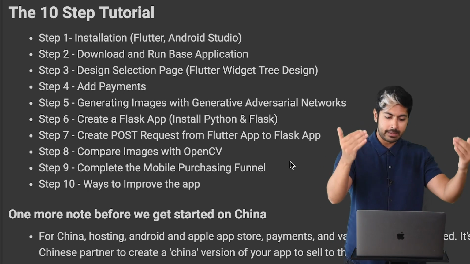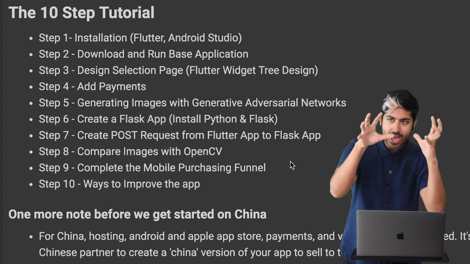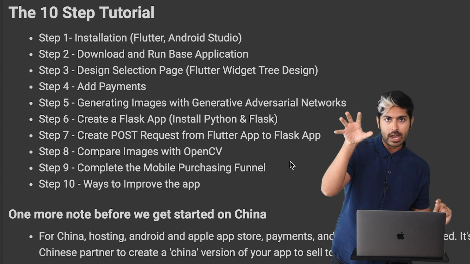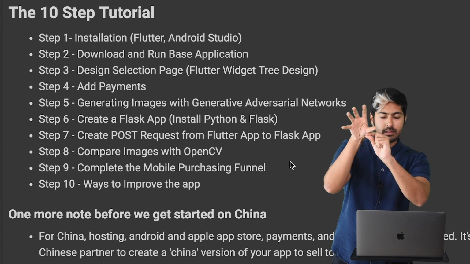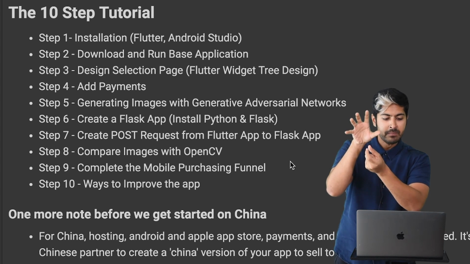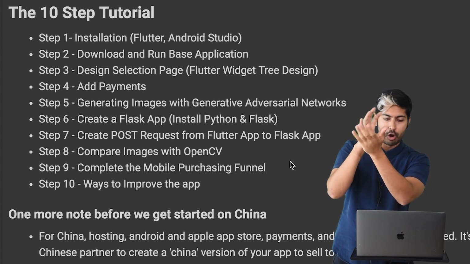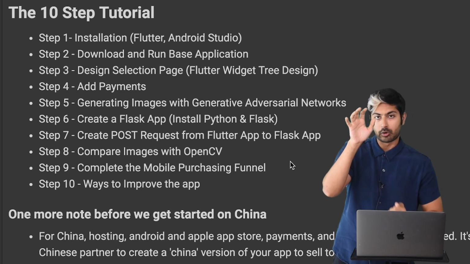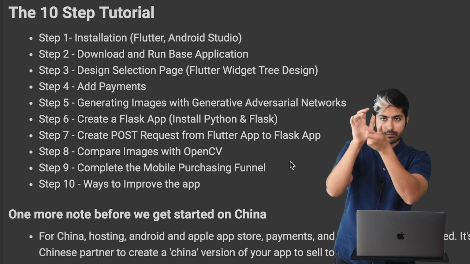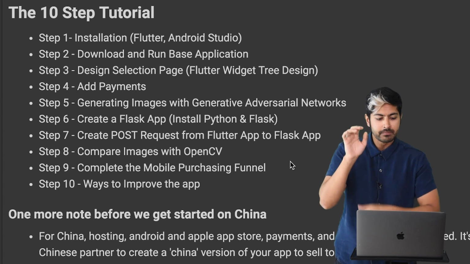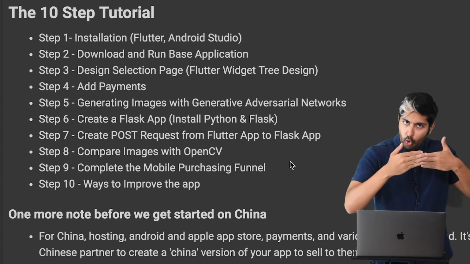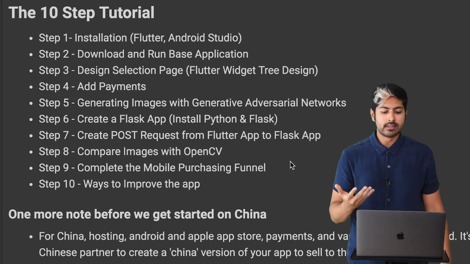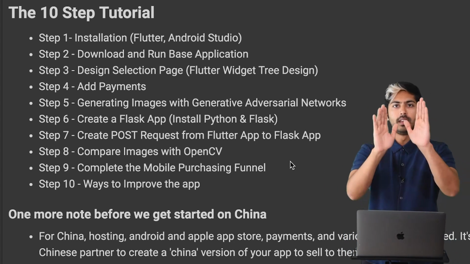Then we're going to generate those images in Python. We're going to create a Flask app to wrap that AI model around. Then we're going to create a request from the mobile app to the Flask app to get that data. And we're going to compare images with OpenCV with whatever is sent, right? So like, okay, here's the shoe that was selected, or here's the song now, and it's converted into an image. Now compare it to all the other images. And then we're going to complete that whole mobile purchasing funnel on the mobile app. And then lastly, we're going to talk about ways to improve the app. So if you're ready, here we go.